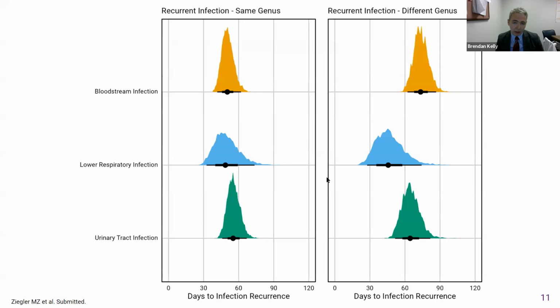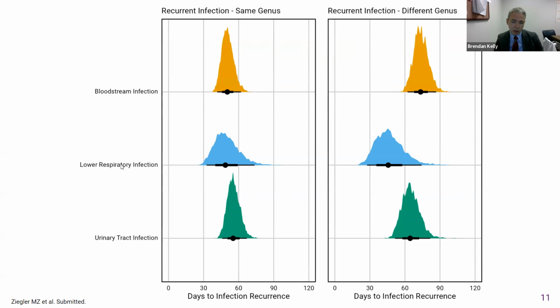And so we did some modeling. This is what's called a hurdle model to try to look at the number of days across blood, lower respiratory tract, and urinary tract infections where the peak of risk for recurrent infection exists. And so you've got on your x-axis, on the horizontal axis here, the days to recurrent infection, and then the 3 lines are the different forms of infection. You see that the peak risk for recurrent infection, both with the same genus or with a different genus, is right in this sort of 60-day range, 45 to 70-day range.